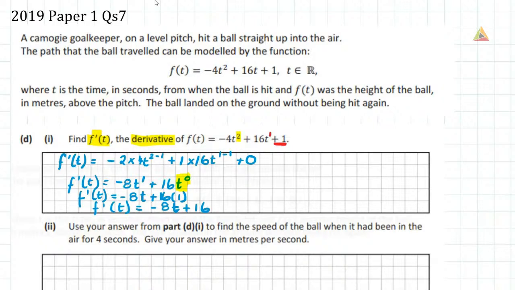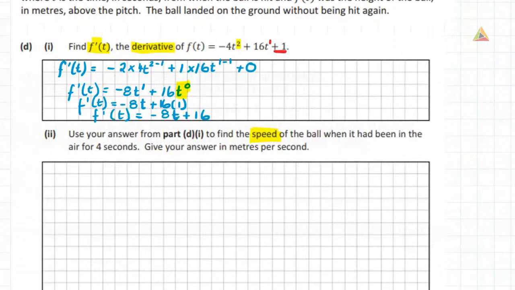In part 2, it says use your answer from D part 1 to find the speed of the ball. Okay, so speed here, when I see this, the speed of the ball, that's another way of telling me to use my calculus, use my differentiation, use dy dx, use f dashed of t. This is going to be f dashed of t. If I was given acceleration or asked about acceleration, that would be f double dashed of t. So we would have to take our f dashed of t from up here and differentiate again. But here we're being asked about speed, so we're going to be using f dashed of t.